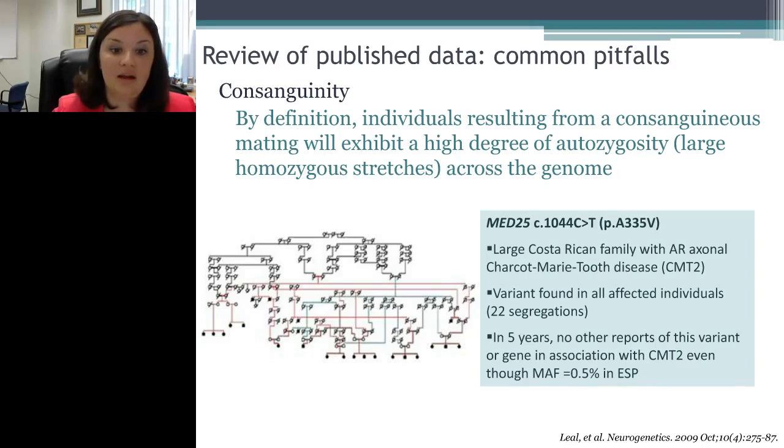I think it's really important to think about consanguinity in this situation, because what may be happening is that this variant may be tagging another disease-associated variant that is linked to this variant somewhere else on the same chromosome. So we need to be very careful, even when we have this many segregations in families with consanguinity, especially if it's the only time this variant has ever been reported.